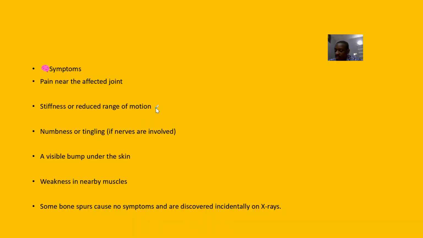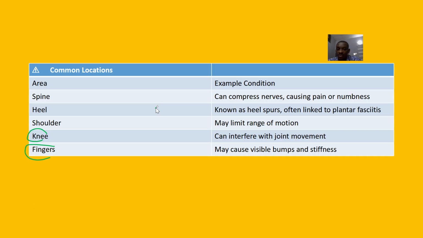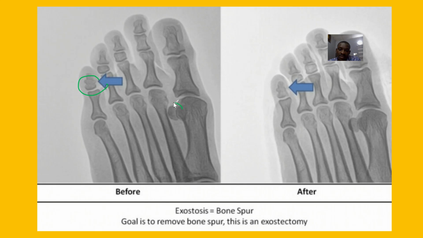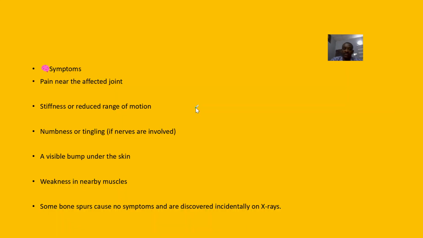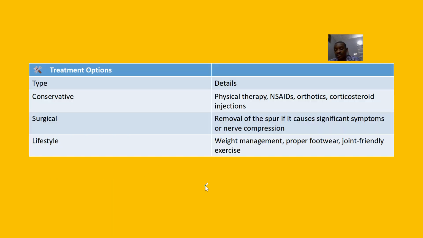All right. So symptoms, issues that such a patient with bone spurs will be facing include pain near the affected joint, stiffness or reduced range of motion, numbness or tingling. There's a visible lump under the skin. The bone growth can be pushing up the skin. Also weakness in the nearby muscles. Some bone spurs cause no symptoms. Do you understand? Some of them you can just discover incidentally on imaging.